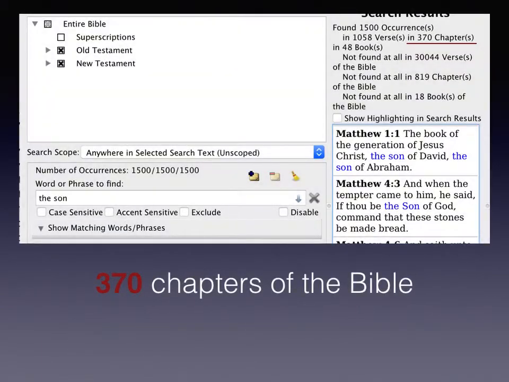Okay, the phrase "the Son" occurs in 370 chapters of the Bible. You can see it in the top right, underlined in red. In these slides, I've tried to show where it's at in the King James Pure Bible Search software.